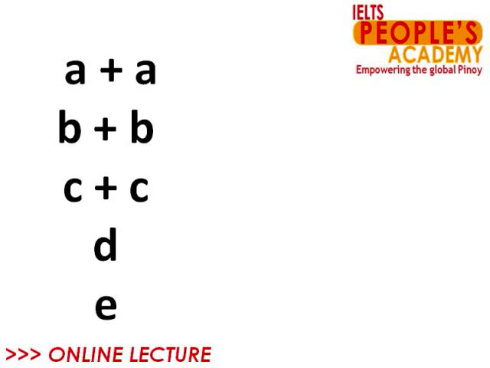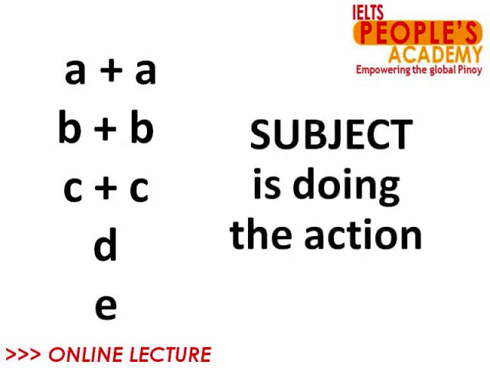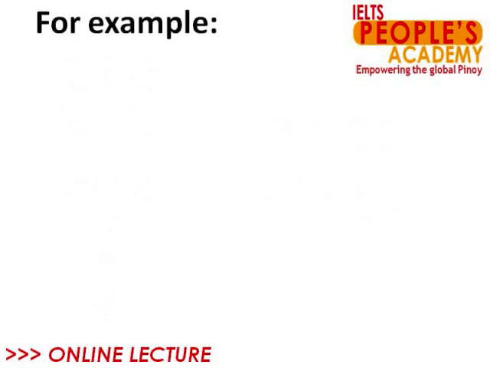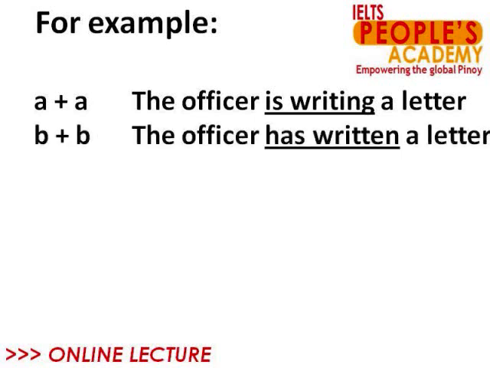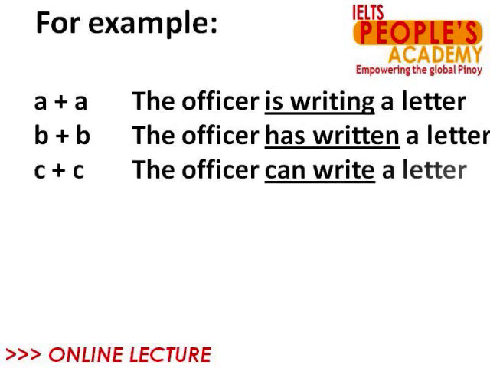Just keep in mind that these 5 formula are applicable if the subject is the one doing or performing the action. To illustrate this point, let's see some examples. A plus A, as in the officer is writing a letter. B plus B, as in the officer has written a letter, which is also correct. Or you can choose C plus C, as in the officer can write a letter.